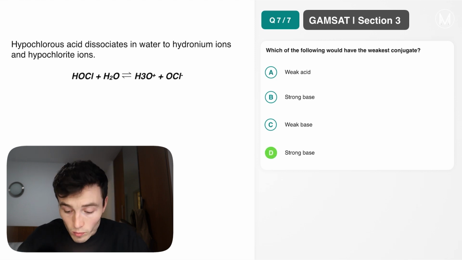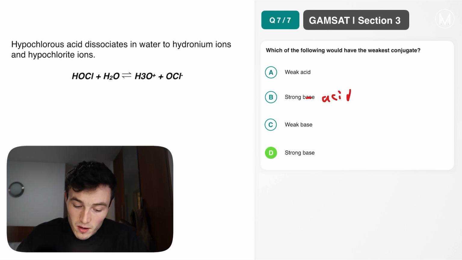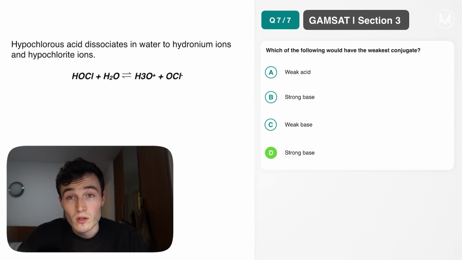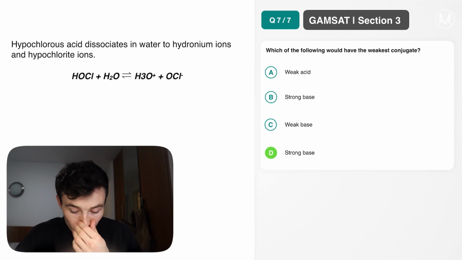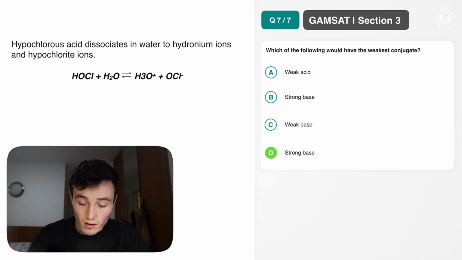And indeed, it's a strong base. Again, that should probably be acid for the purpose of this question. But again, as we suspect, it's a strong base. We're thinking about how conjugates relate to their respective conjugate, how an acid relates to its conjugate base and a base relates to its conjugate acid. So again, going over those concepts is really important.